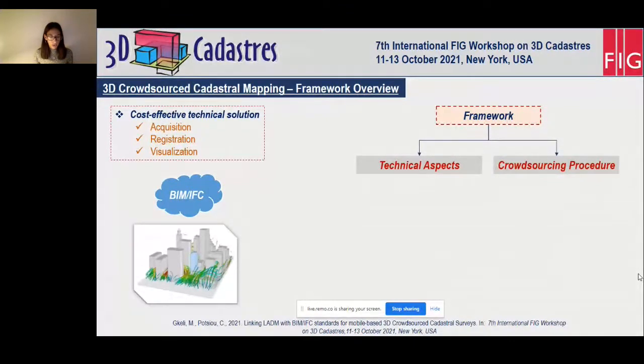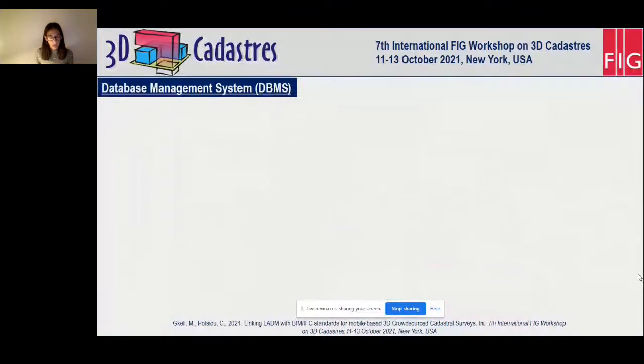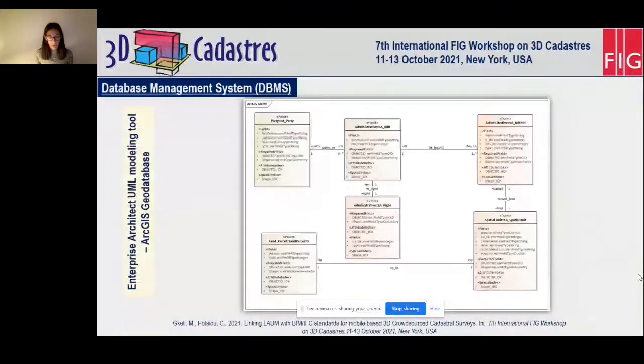The architecture of the proposed technical framework consists of two connected components, the server side and the client side. The server side refers to the web server and therefore to the database management system where the collected data are stored. The client side refers to the communication between the server and the data capturing tool. For the server side, the database schema according to LADM specifications was generated through Enterprise Architect UML modeling tool. LADM's basic classes are preserved and new classes were generated in order to support the geometry of 3D spatial units.